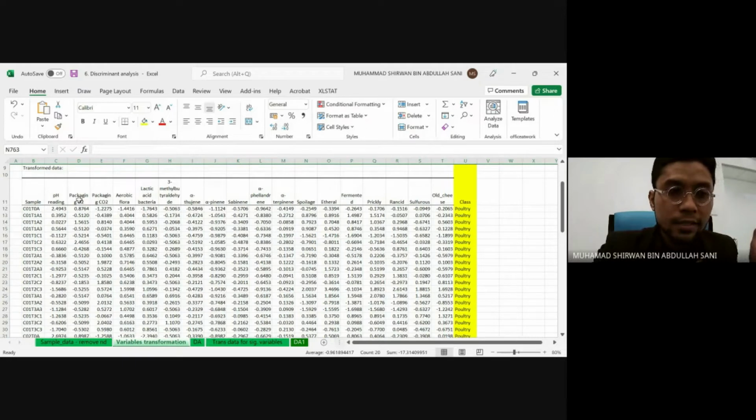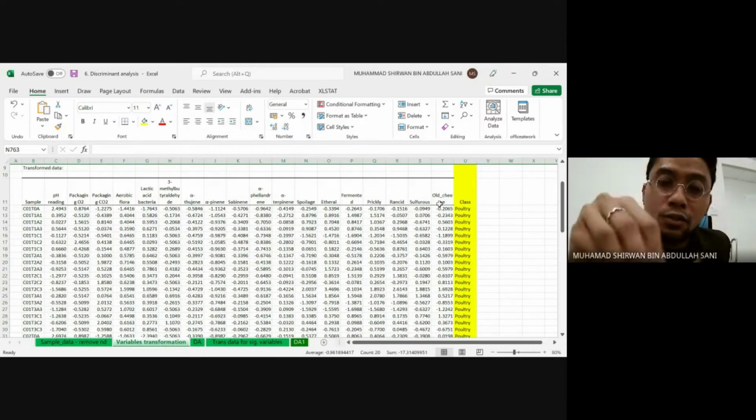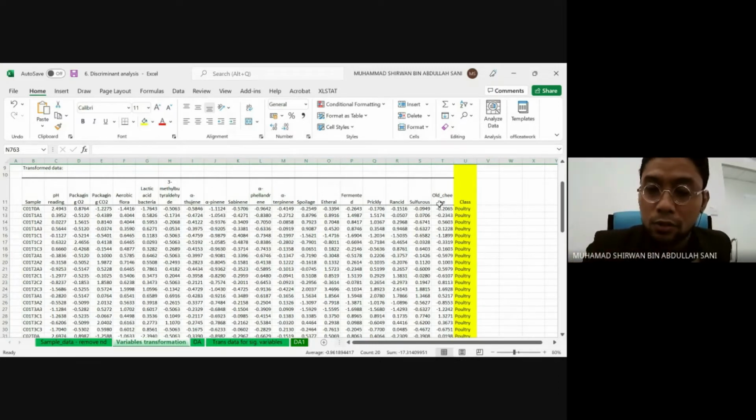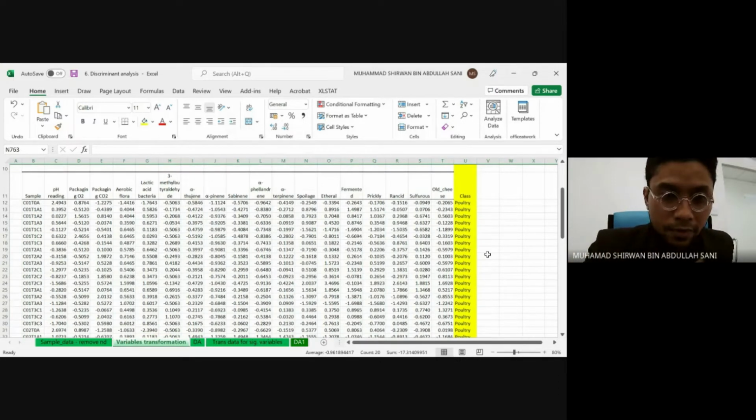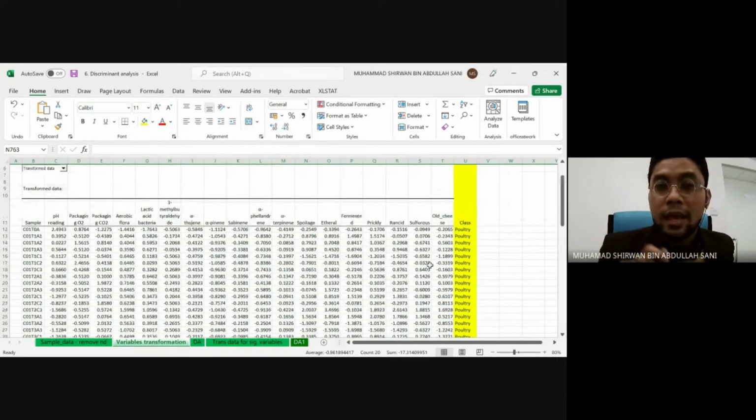For this one, they conduct pH activity, they check the oxygen level, aerobic flora and everything. They try to see whether they are able to identify the source of the sausage, whether it is poultry or beef. However, in reality it is actually not necessary to use all these variables. You just do PCR. Find the DNA, whether you have chicken or beef.